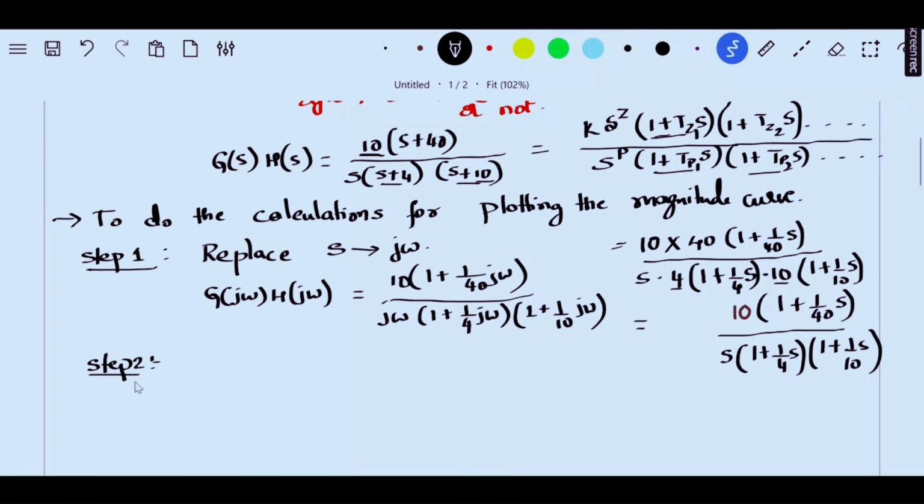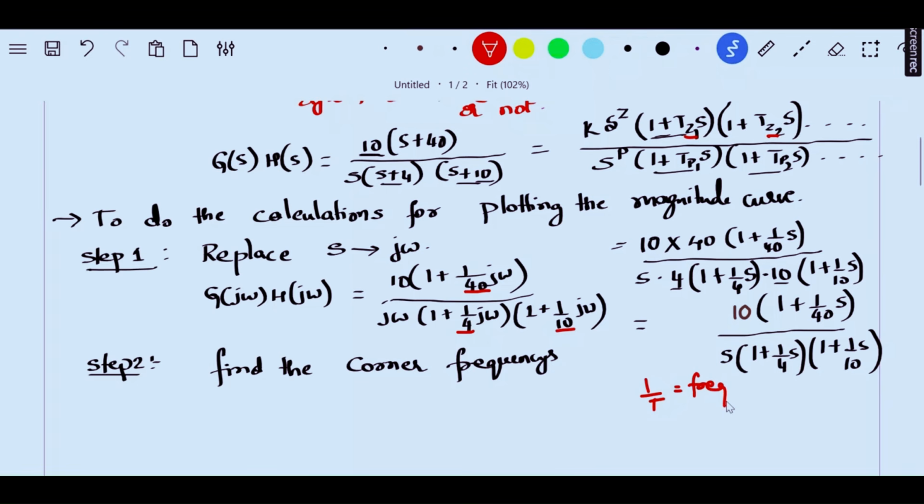Now consider this whole thing as step 1, which I did till now. Consider the next step, step 2. What we do here is we are going to find the corner frequencies. Now as we all know, these terms are time terms. If you see here, these are the time terms. So in our problem, this is one time constant, this is another time constant, and this is another time constant. We all know that 1 over T is equal to frequency, the reciprocal of the time.